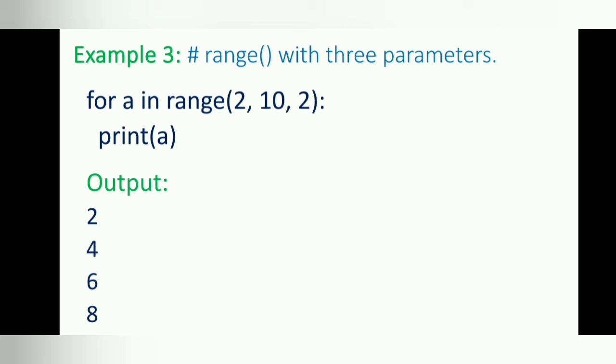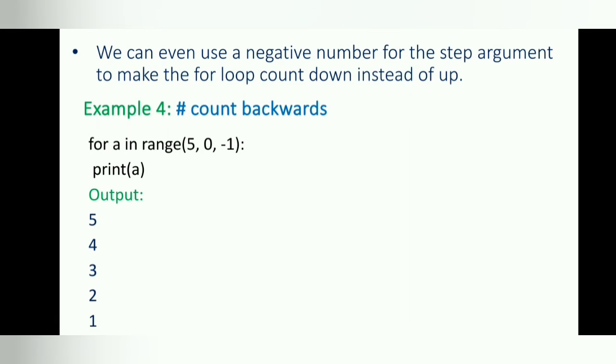Remember 10 is the end point, so it is not included. If you want to include 10, your end point needs to be greater than 10. You can take 11 as the end point to include 10 in the sequence. So, for example, range(2, 11, 2) would do the trick. We can even use a negative number for the step argument to make the for loop count down instead of up. Example 4. Count backwards.